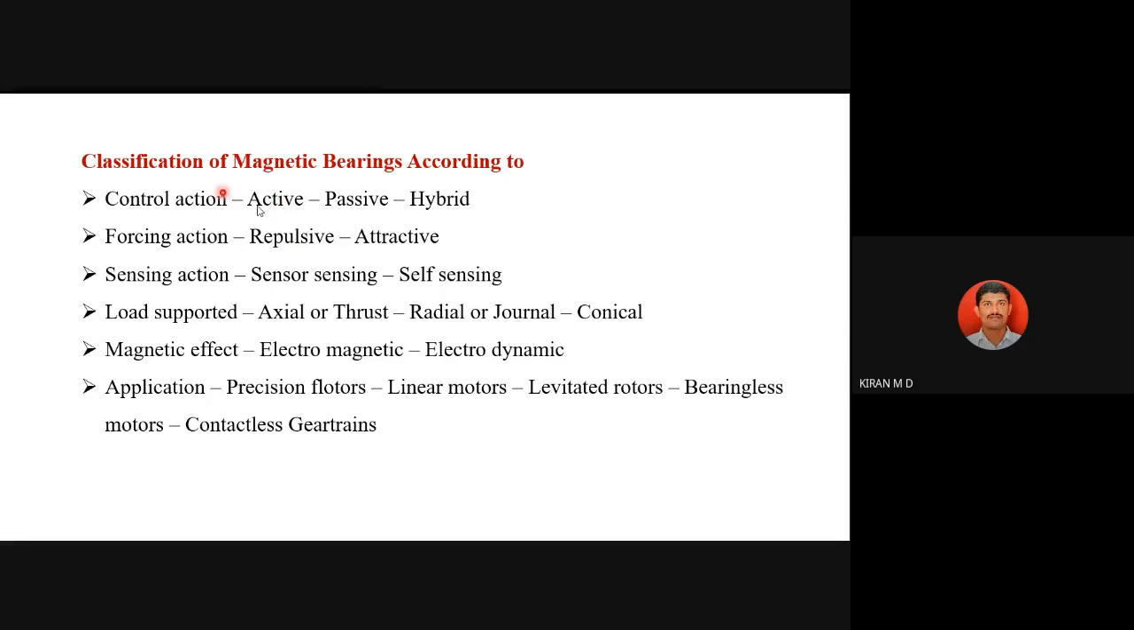For example, if I consider an active magnetic bearing, it may be repulsive or attractive. It may be sensor sensing or self sensing. It may be for the axial load or thrust load, or radial load, or it may be electromagnetic or electrodynamic. So first we will start with the active magnetic bearing.